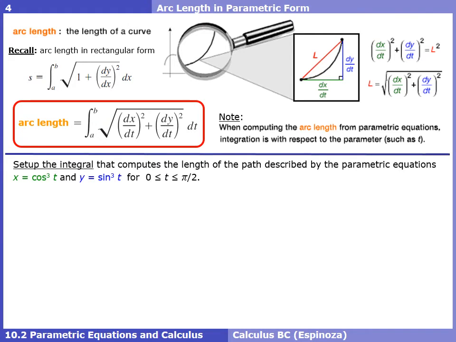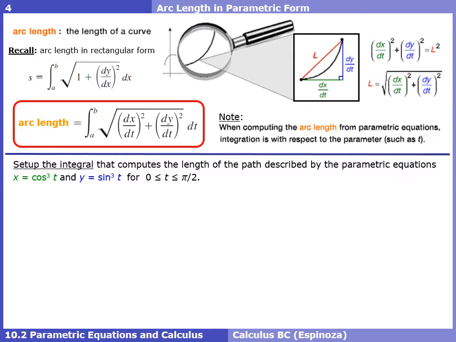So to illustrate this, let's take a look at an example. We want to only set up the integral that computes the length of the path described by the parametric equations. Of course, another way of saying that is arc length. The parametric equations we're looking at are x equals cosine cubed of t and y equals sine cubed of t, and we want to find the length of this curve from 0 to pi over 2 in terms of t.